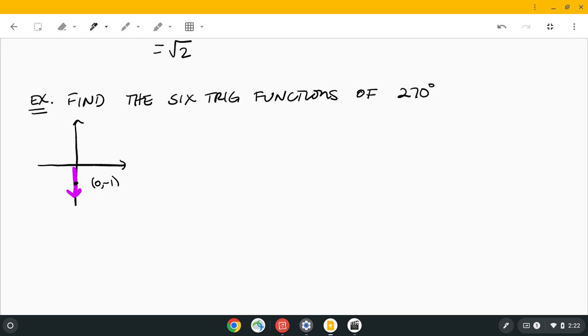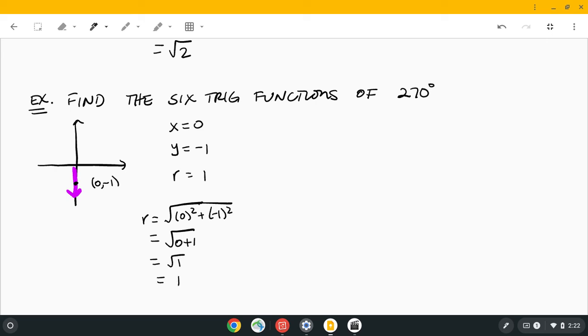Okay, so we know that our x value is 0. Our y value is -1. And our r value, if you work this out, you can probably tell what it is already. 0 squared plus -1 squared, and that is going to give me 0 plus 1, which is square root 1, which is just 1. Okay? We have all 3 values. We have the x, the y, and the r, so we can find the 6 trig functions.